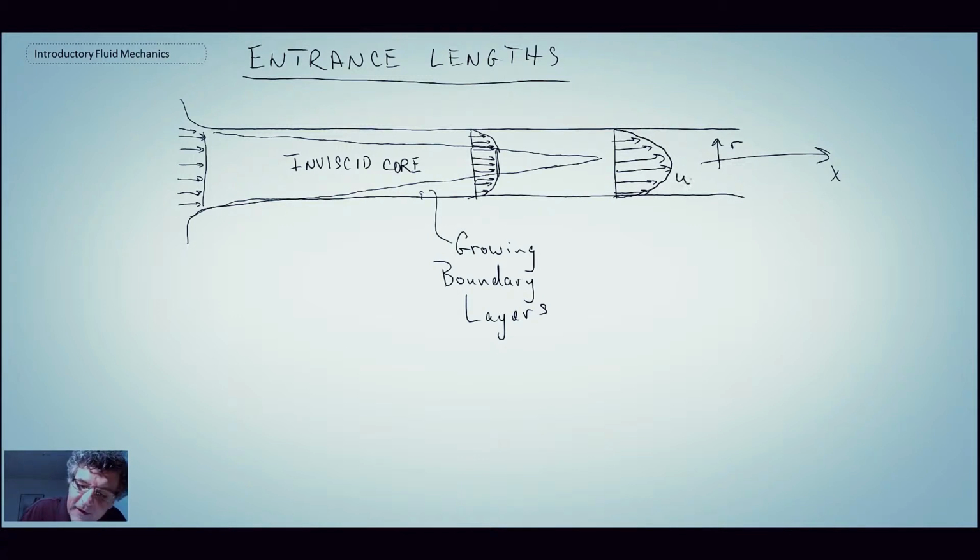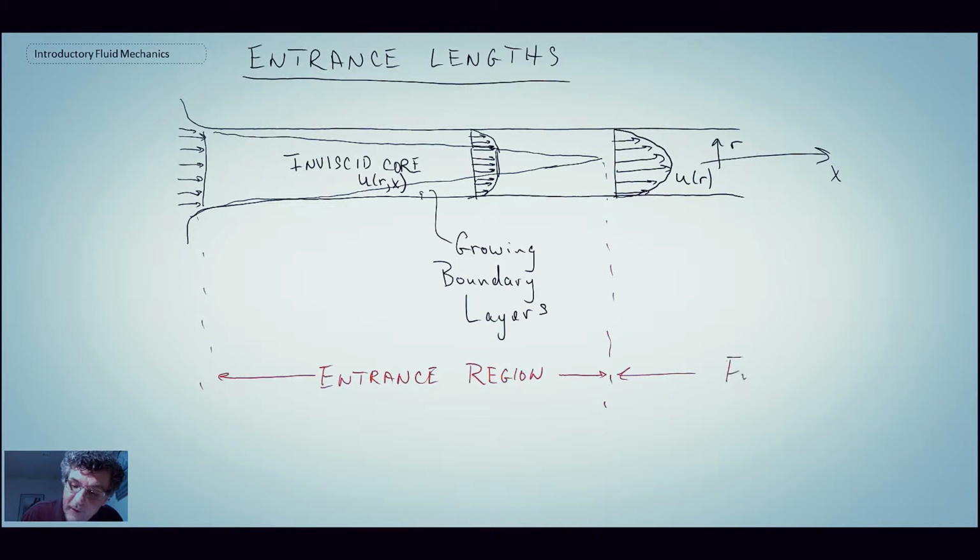And the velocity there, u is a function of r alone, so it's only a function of the radial. Here, as we come through this region, the velocity is a function of r and x. So it's a function of radial location and position. And we refer to this region from the inlet to there as the entrance region. And then beyond that is what we would refer to as being fully developed flow.